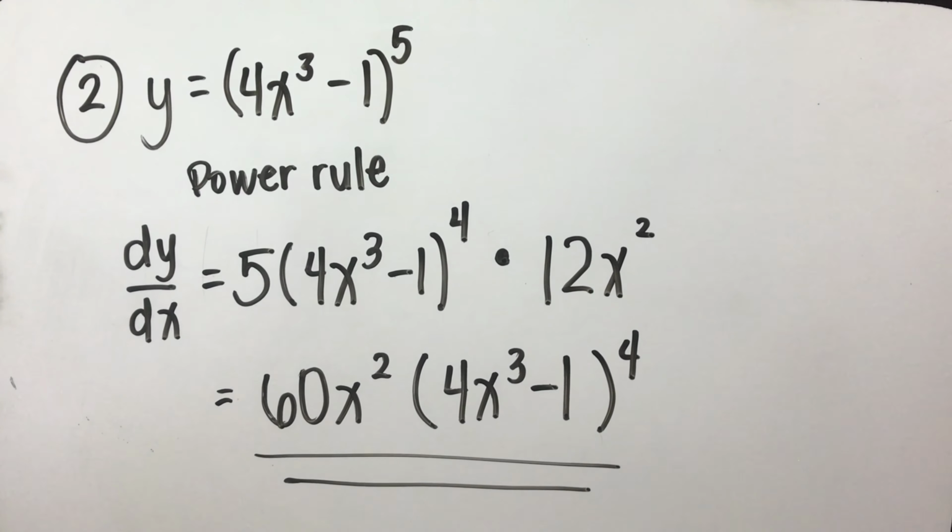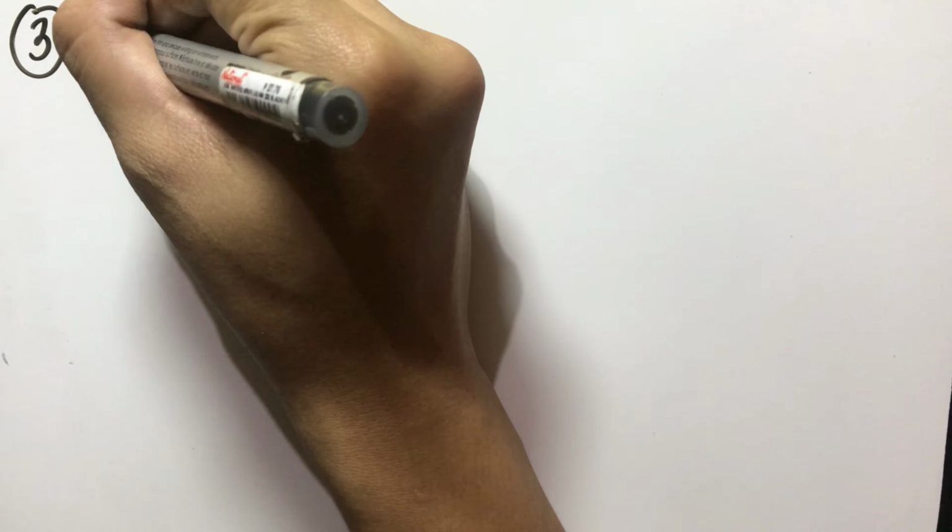So for number 3, y is equal to the square root of x raised to 4 plus 1.